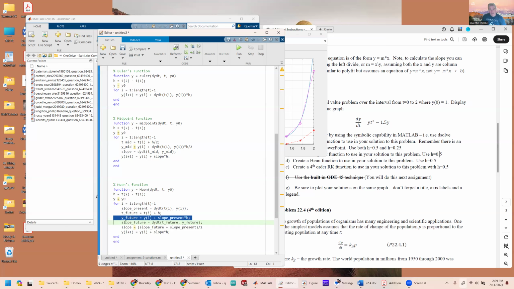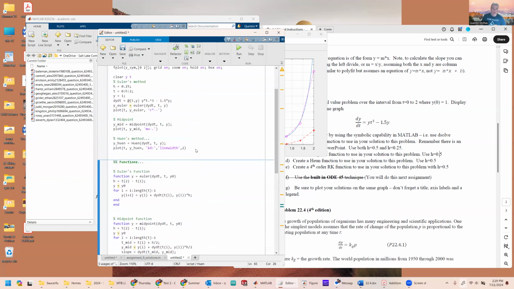The reason I need to do that is because I need to calculate the slope in the future, and that slope in the future is the function evaluated at the future time and future y. And the reason I need that is because, for the real deal, I'm going to use my slope as just the average of the current slope and the future slope. So it's slope future plus slope present, divided by 2. And then, Bob's your uncle, you got your stuff.